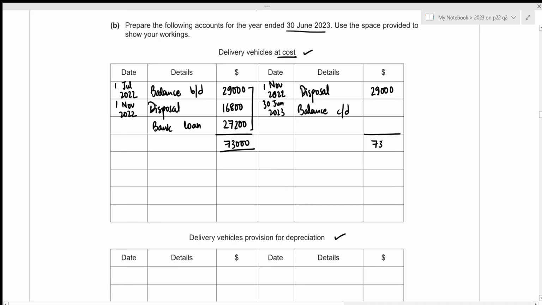And that will be the total for the credit side as well. Then our closing balance will just be 73,000 minus 29,000, which results in 44,000. Then we also need to show the balance c/d as the opening balance for the next period. So that will be at the date of 1st July 2023. This will be the opening balance with the same value of 44,000. This completes the first part.